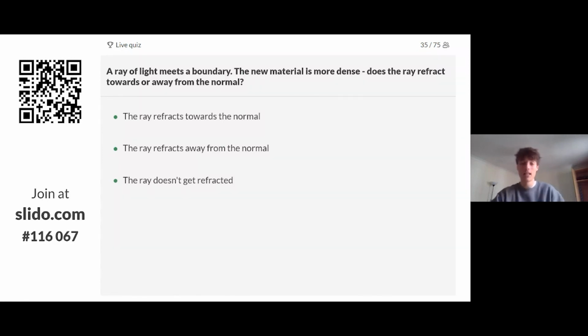Okay, so think again, it's all linked to speed. We know that we go into a medium that's more dense. If you go into a medium that's more dense, that means that we go into a medium that's slower. So we know that the speed decreases. If the speed decreases, we know that the angle will decrease. So what does that mean if the angle decreases? Does that mean that the ray gets closer to the normal or gets away from the normal?